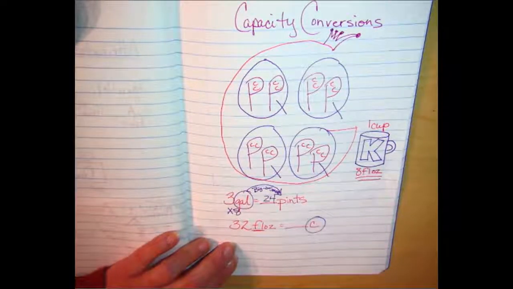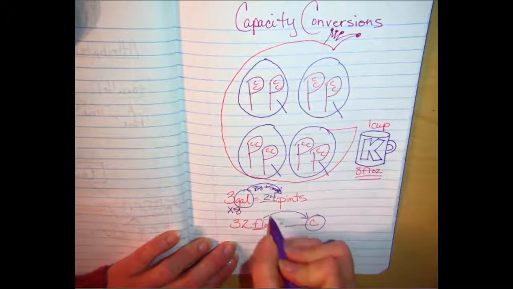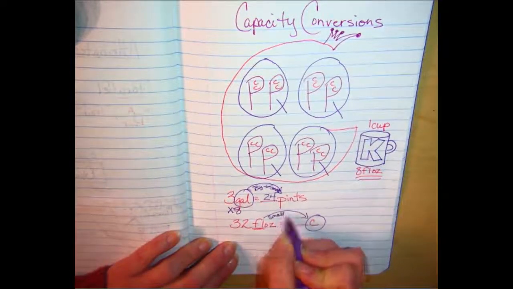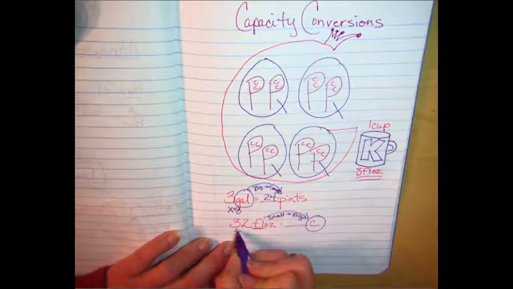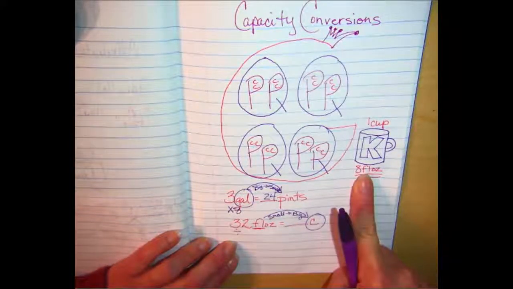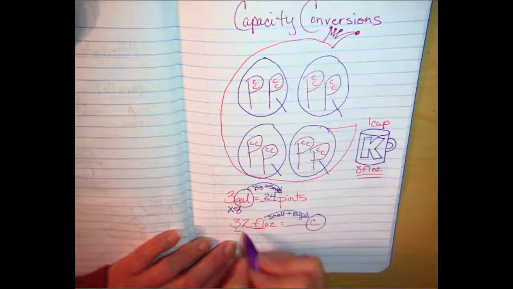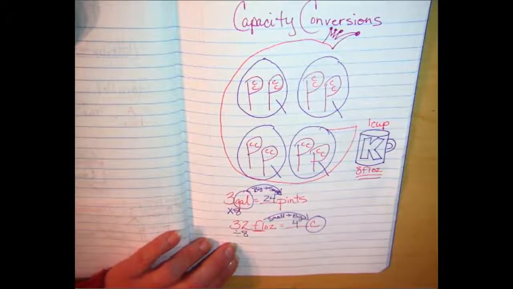Tiny little amounts. So am I going small to big or big to small? Small to big, so I divide the pig. How many fluid ounces in a cup? Look at our chart. I'm pointing to it. 8. 32 divided by 8 is 4. There's 4 cups in 32 fluid ounces.